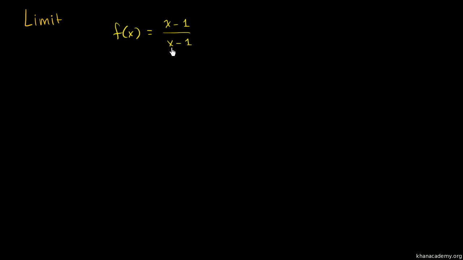The difference between f of x equals 1 and this thing right over here is that this thing is undefined when x is equal to 1. Because if you have f of 1, what happens? In the numerator, you get 1 minus 1, which is 0. And in the denominator, you get 1 minus 1, which is also 0. And so anything divided by 0, including 0 divided by 0, is undefined.